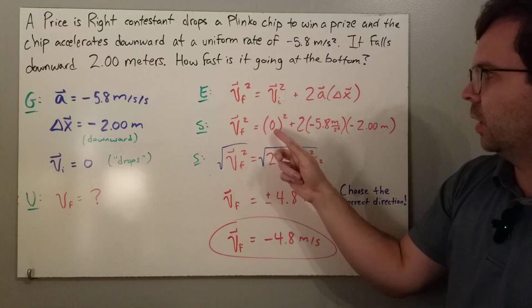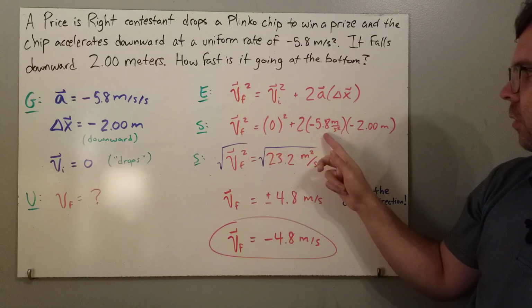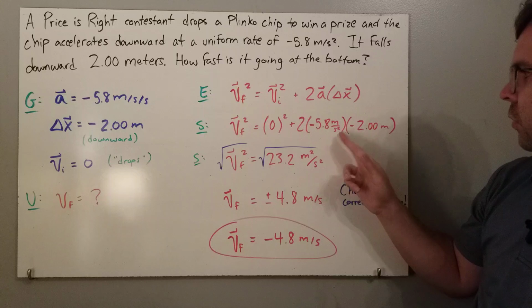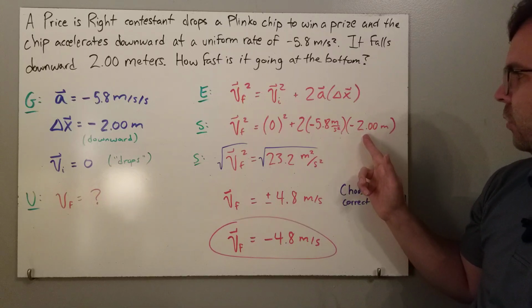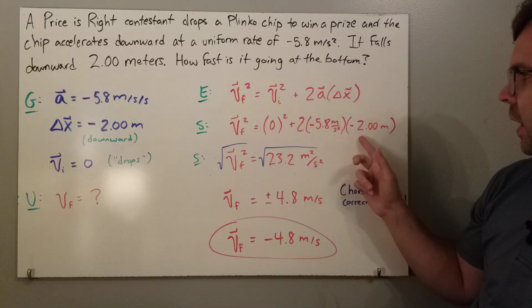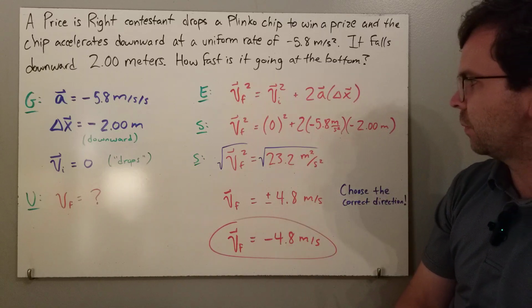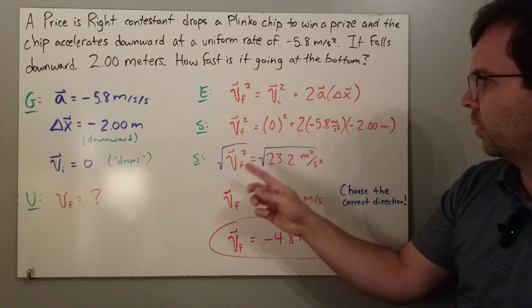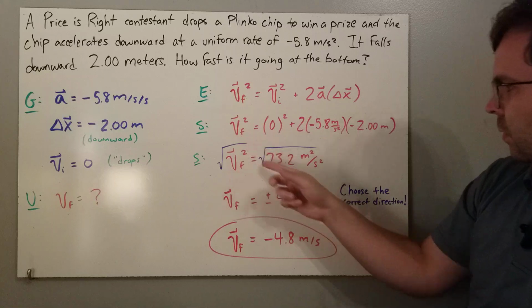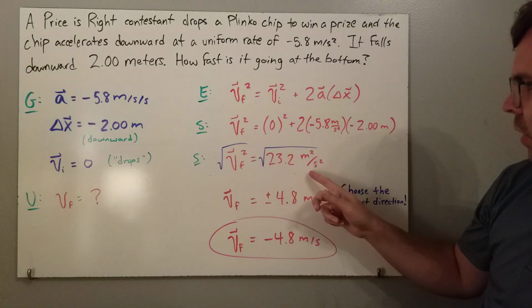So we substitute in: initial speed is 0, acceleration is negative 5.8 meters per second squared. The displacement is negative 2.00 meters. So you see why the negative signs are important here. It allows us to cancel these out. So we end up with 23.2 meters squared over second squared.